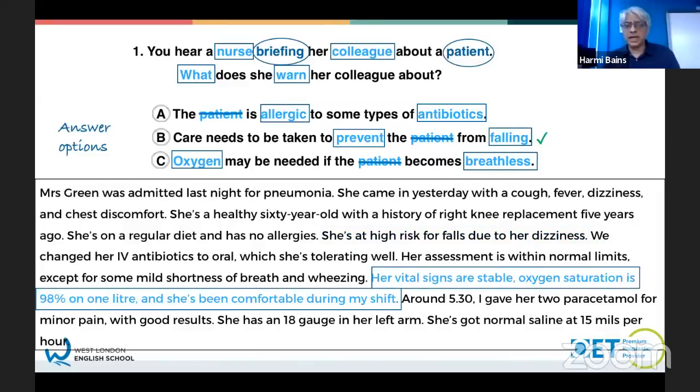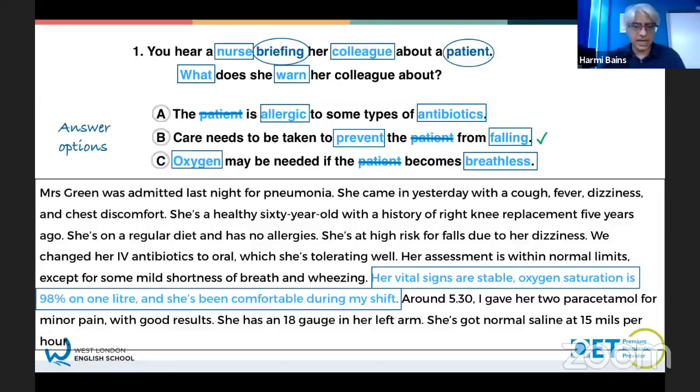You've got to be really careful with these questions in listening part B, also in reading part B, and also in reading part C and listening part C. With all these multiple choice questions with OET, you've got to be careful because the answers can be ambiguous. And by that, I mean it's not clear.